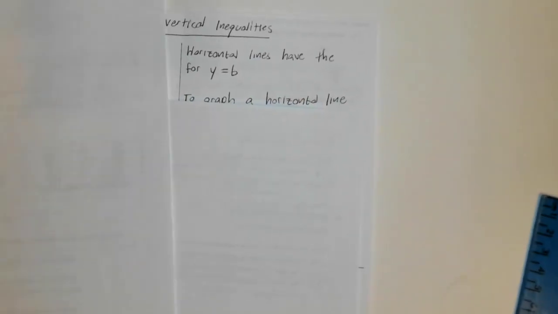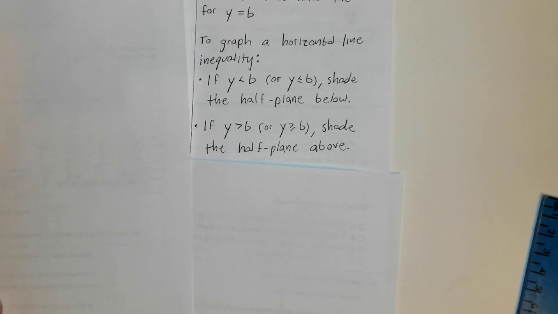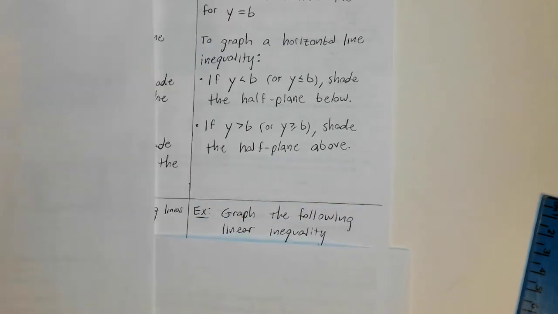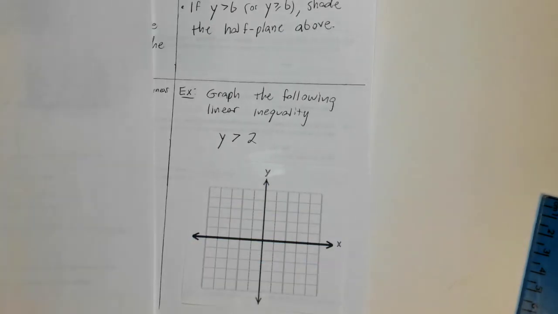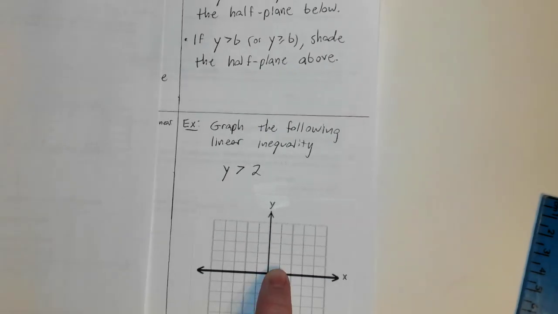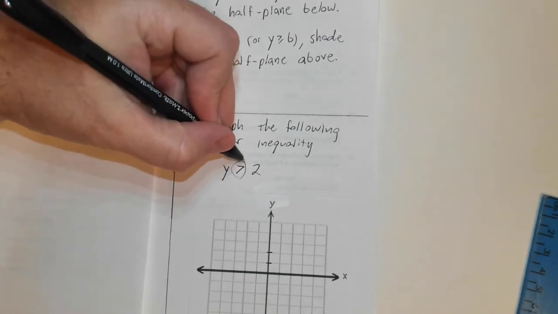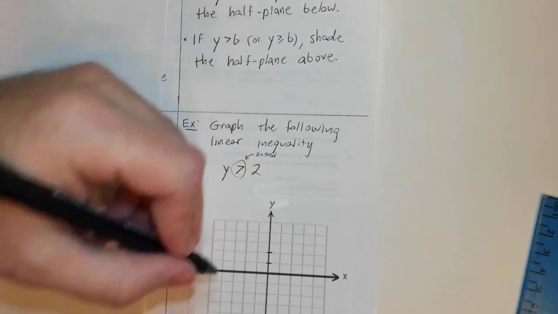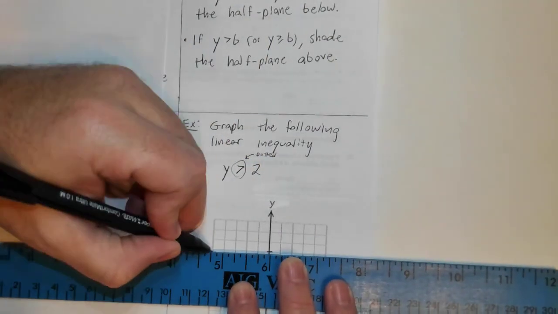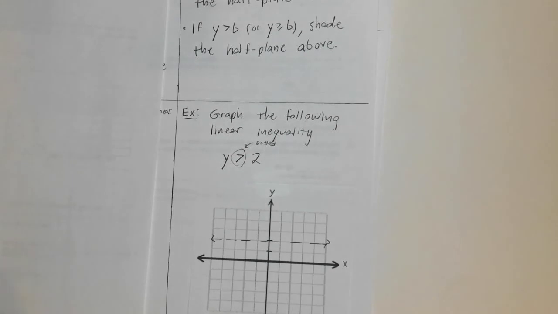Now we'll look at a horizontal inequality. Horizontal lines have the equation y equals b. To graph a horizontal line inequality, if it's less than b or less than or equal to b, we shade the half plane below. If it's greater than or greater than or equal to, we shade the half plane above. Let's knock out a quick example. Let's graph y is greater than 2. Since y is greater than 2, we first graph y equals 2. Because it's greater than, it's going to be a dotted line. Since it's greater than, I shade above.